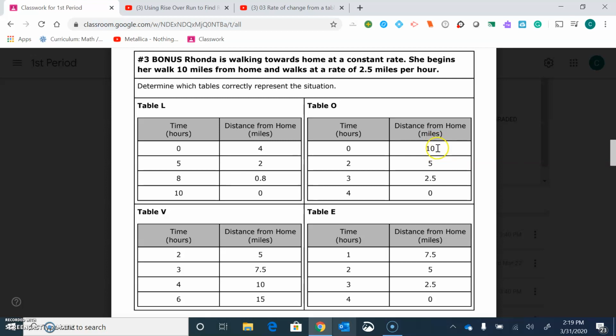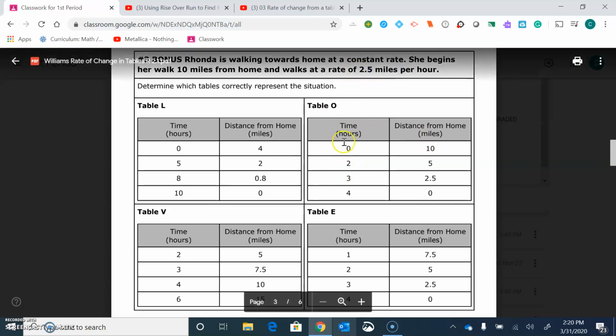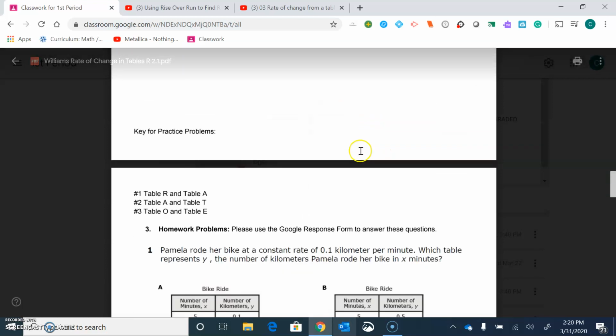So from 10 to 5 is 5, so you put the number here, 5. From 0 to 2 is 2, so you put the number here, 2. So 5 divided by 2 is 2.5. So that's how that works.